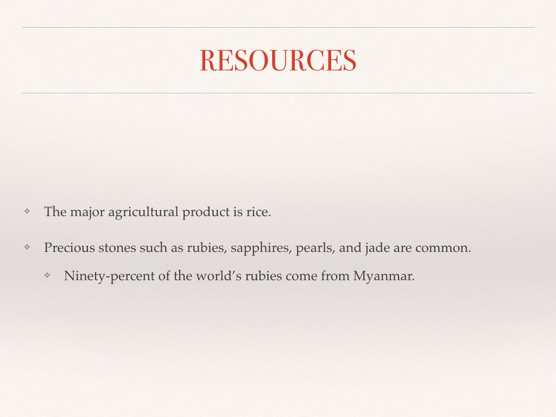Resources. The major agricultural product is rice. This is mainly due to the climate in this region. There are also precious stones there like rubies, sapphires, pearls, and jade. In fact, 90% of the world's rubies come from Myanmar.